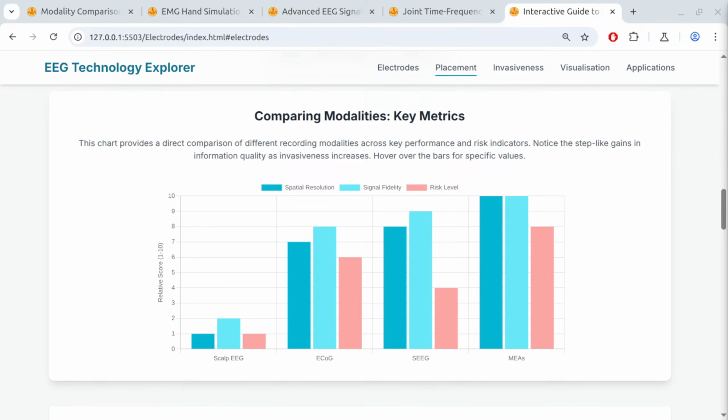And third, that step function idea. Going deeper isn't just getting more signal, it's getting fundamentally different kinds of information. Scalp potentials, surface activity, deep structure, single neurons, qualitative leaps. Yeah, the whole field is moving so fast, out of the lab, increasingly into clinical practice, and even starting to edge into consumer applications. It's changing how we see the brain.